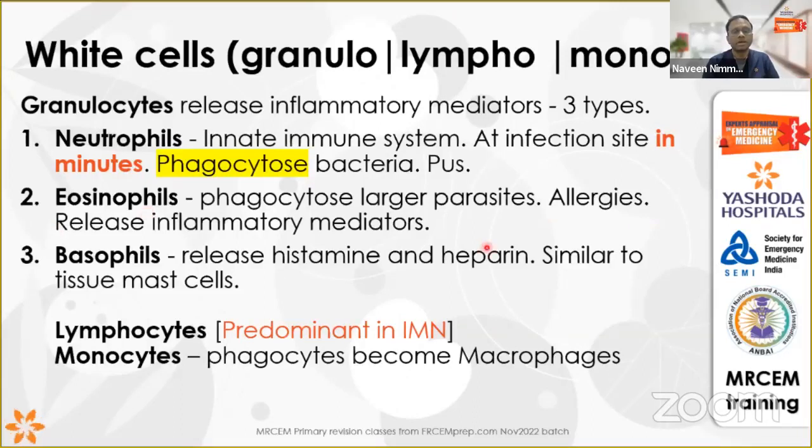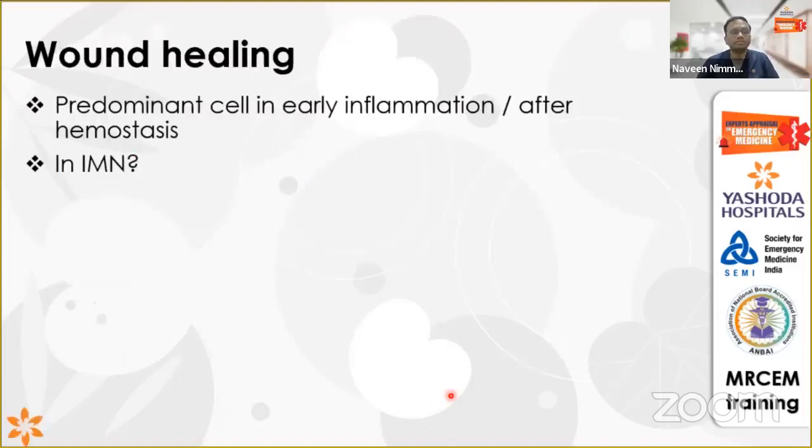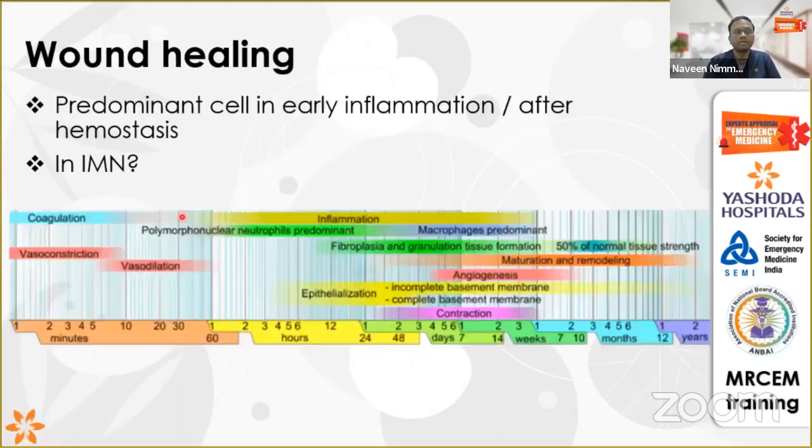In wound healing, as I told you, look for the predominant cell in early infection. In the early phase, first coagulation starts, then you have this green zone coming in. So neutrophils are going to come in first. Instead of saying early in the inflammation, they might say after hemostasis. So once hemostasis has completed, neutrophils are coming in. In infectious mononucleosis, as I told you, it's the lymphocytes.